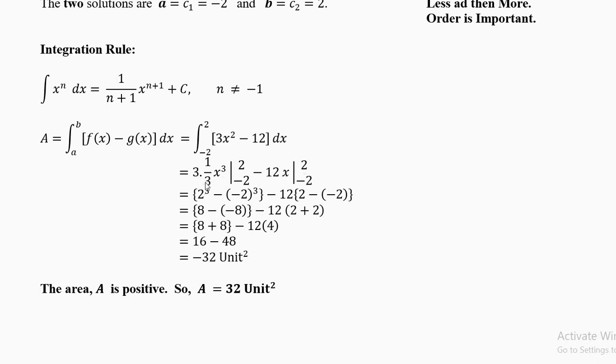Now 3 into 1 by 3 is 1. X cubed going from minus 2 to plus 2, you'll get 2 cubed minus minus 2 whole cubed, which is 8 minus minus 8, which is 8 plus 8, which is 16. Let's look at the second one.